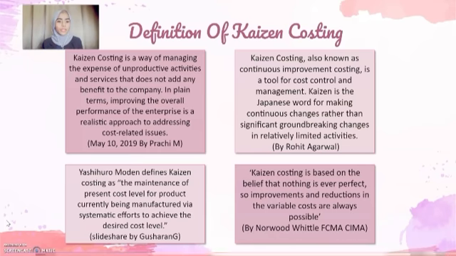Yoshihiro Monden also defines Kaizen costing as the maintenance of the present cost level for products currently being manufactured via systematic efforts to achieve the desired cost level. And last but not least, Kaizen costing is based on the belief that nothing is ever perfect, thus improvement and reduction in various costs are always possible.